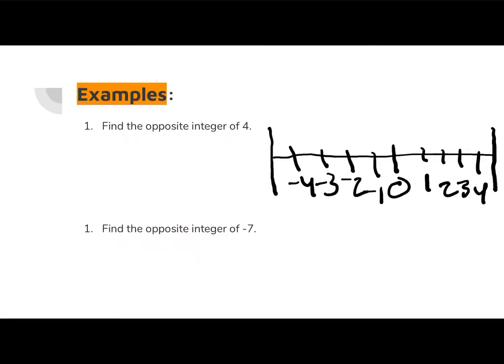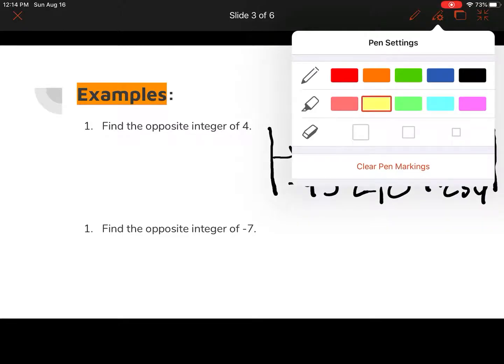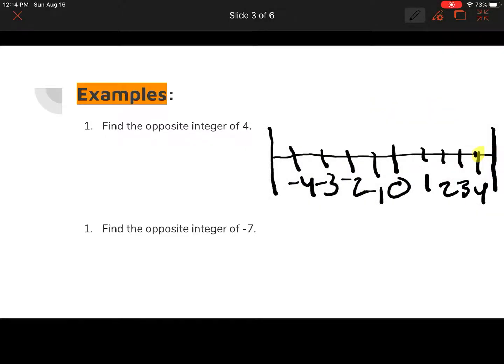All right, so let's look at some examples. Right now, we're going to find the opposite integer of 4. One way to do this is looking at a number line. If we look at our number line, we have 4. Now, to get back to 0, we are going to have to move 1, 2, 3, 4 units to the left. Now, if we move that same 4 units to the left, 3, 4, we will reach this number, which is -4. So that means that the opposite integer of 4 is -4.